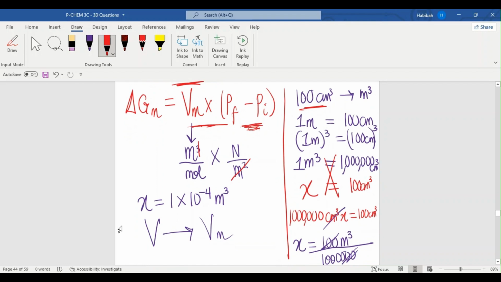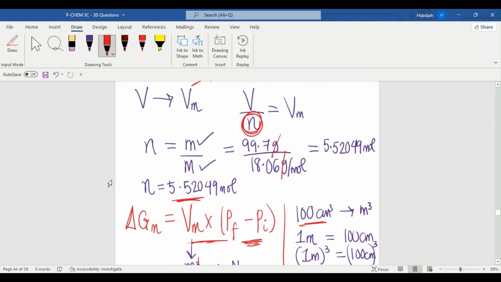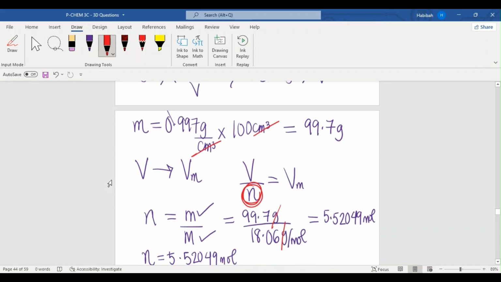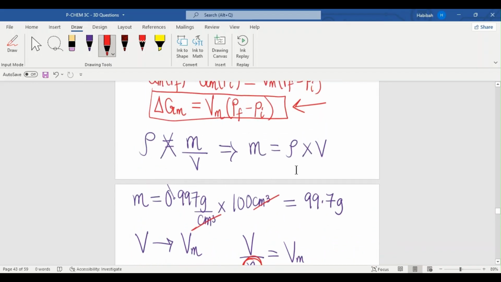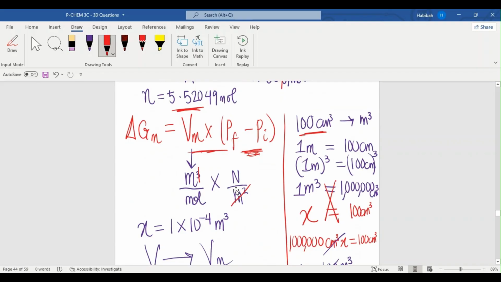We had to remember that the formula required us to use molar volume. So we divided volume by the number of moles to get molar volume. To find the number of moles before molar volume, we're given the value for density. We have the value for density as well as the value of volume, so we're able to find the mass. And from the mass, using the molar mass, we're able to find the number of moles. That was the number of moles that we used to determine the molar volume.